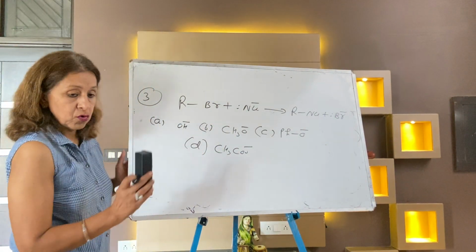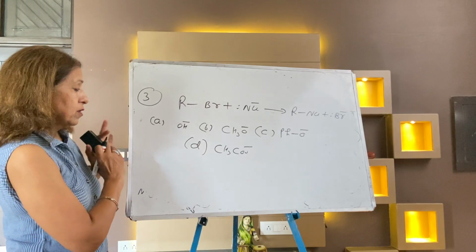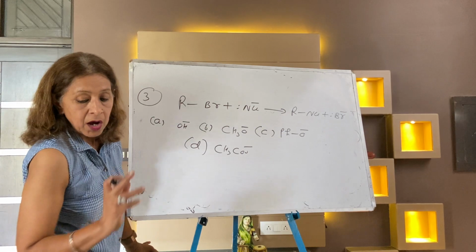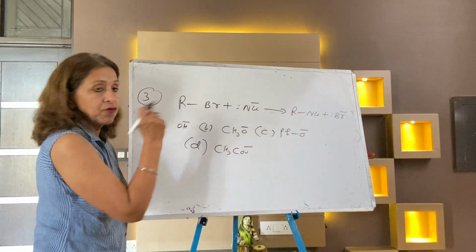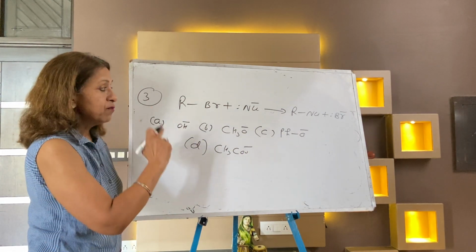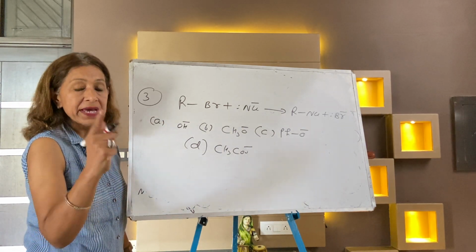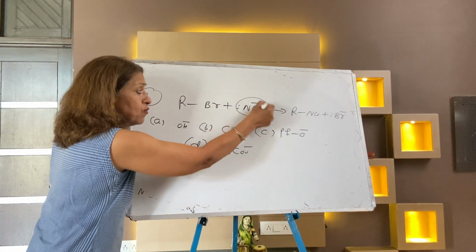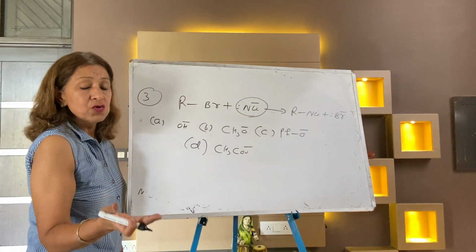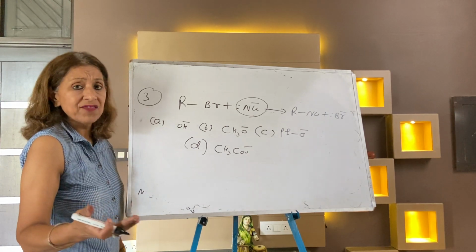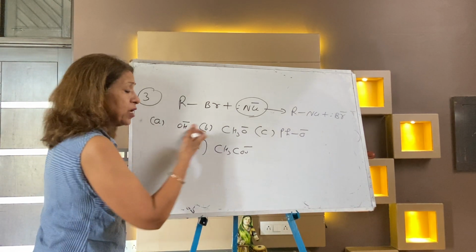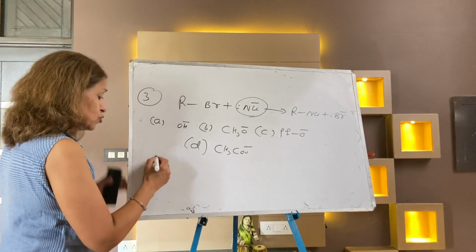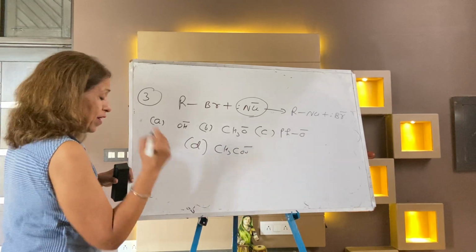Now dear children, write down the question that they are asking. What will be the nucleophile out of ABCD which makes the reaction fastest? Only a strong nucleophile makes the reaction fast. So we have to identify out of ABCD which one is the stronger nucleophile. I told you one tip.